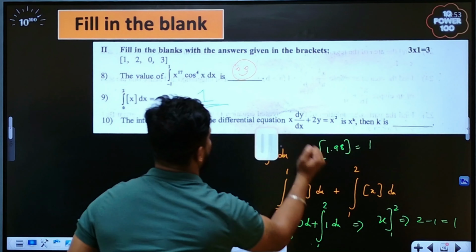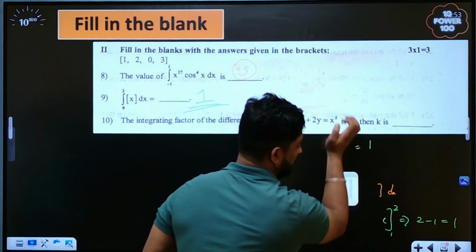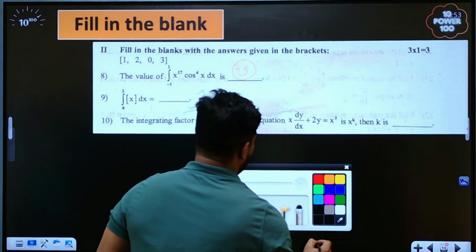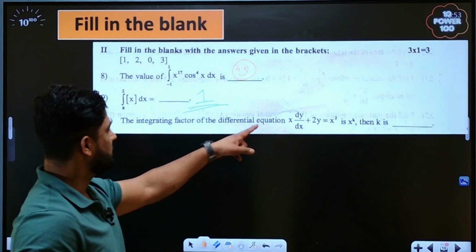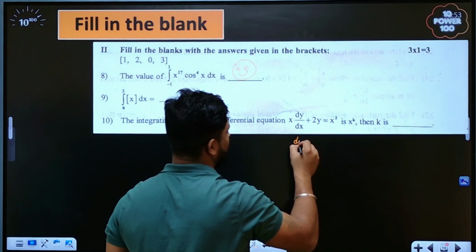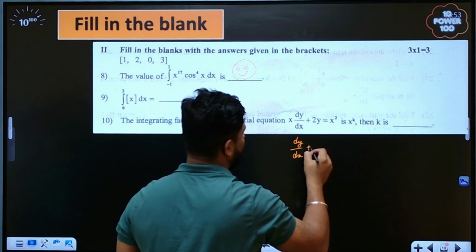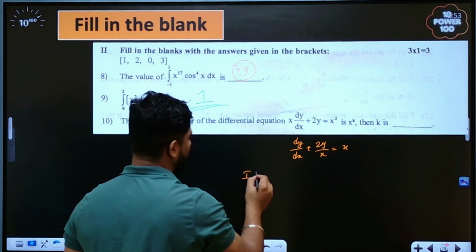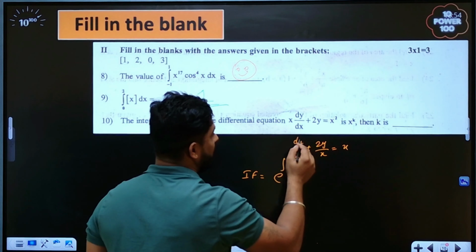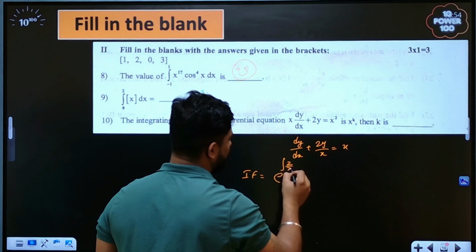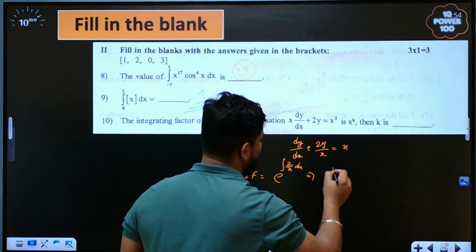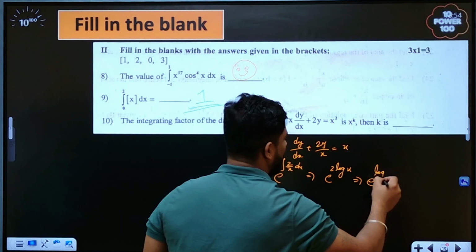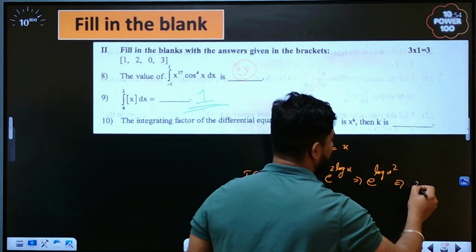Next, the integrating factor of this. Let's divide everything by x. So you get dy/dx plus 2y/x is equal to x. Correct. So the integrating factor is e to the power integral of P dx. P is 2/x, so the integral of 2/x dx gives e to the power 2 log x. That is nothing but e to the power log x squared, which is x squared.